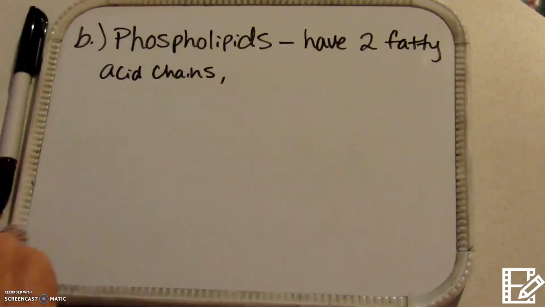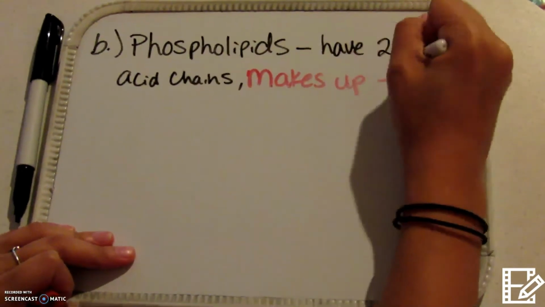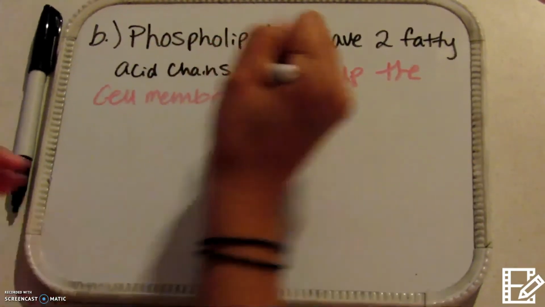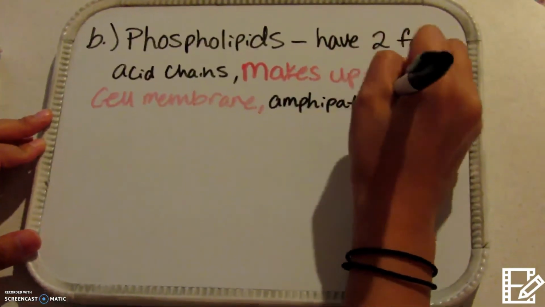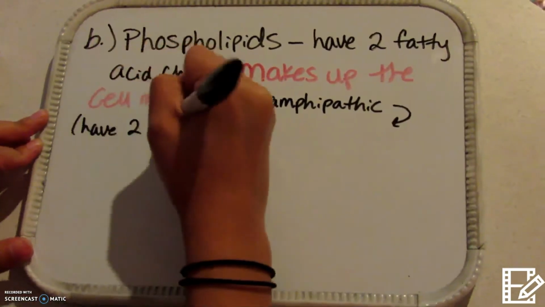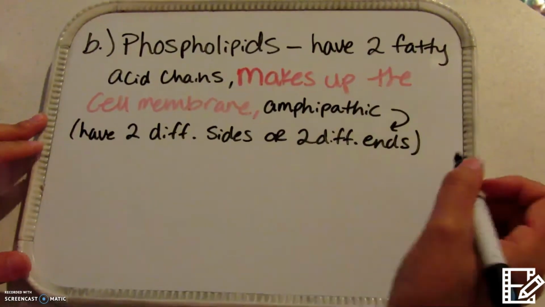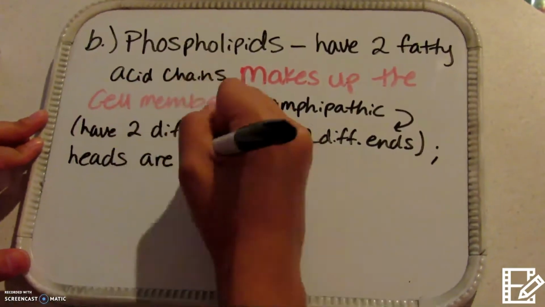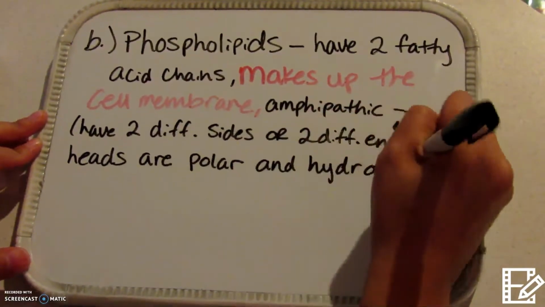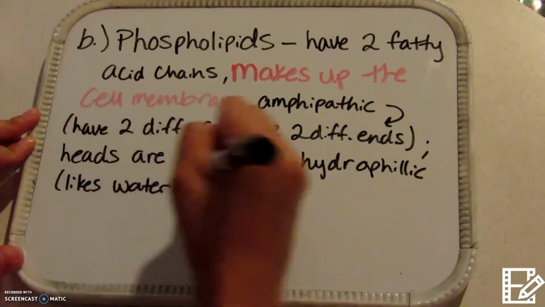Next are phospholipids, which have two fatty acid chains. These make up the cell membrane. They're amphipathic, which means they have two different sides or two different ends. The heads are polar and hydrophilic, which means they like water, and the tails are nonpolar and hydrophobic, which means they don't like water.